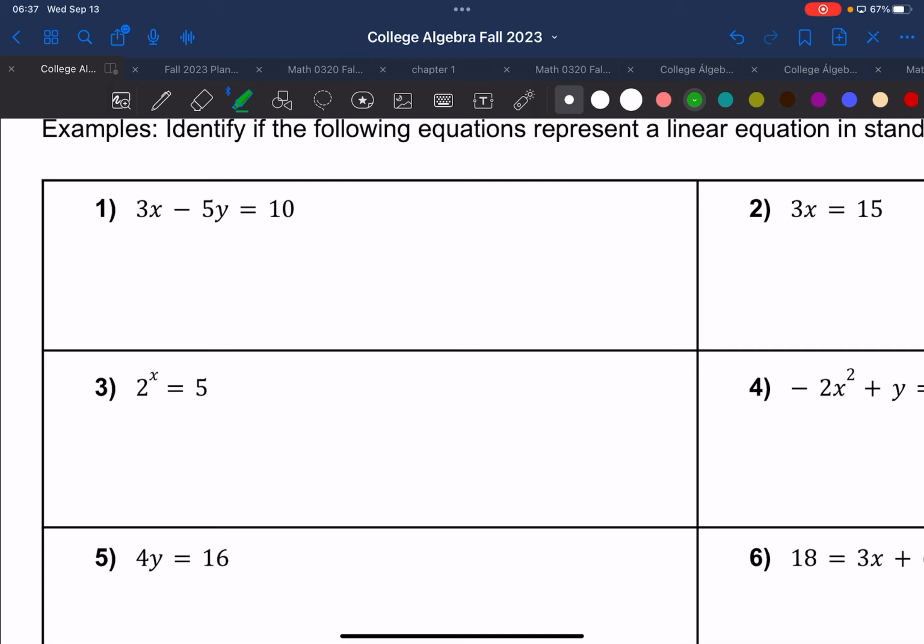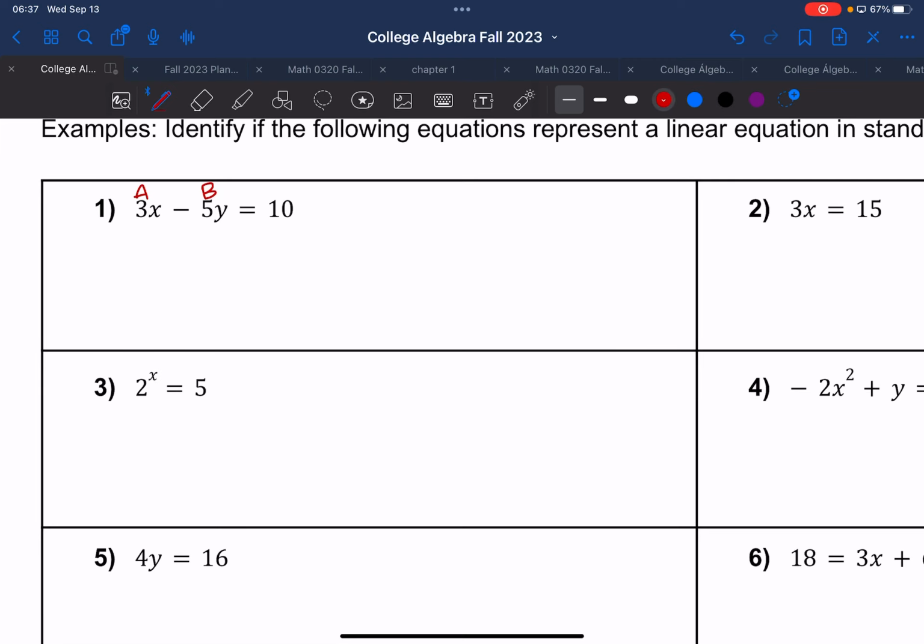So I'm going to label this as a, b, and c because we can identify each part of that standard form. And then, since this is a linear function, we are going to get y by itself. So more practice of what we were doing in topic 5. So y by itself. Okay.